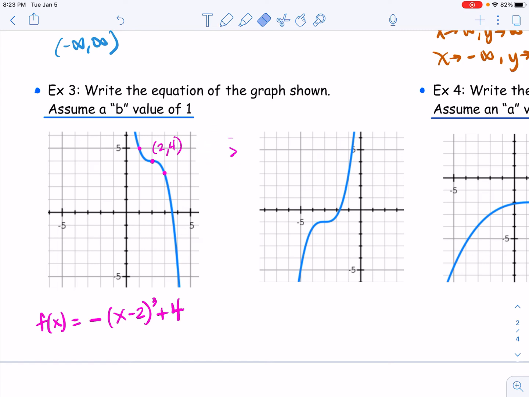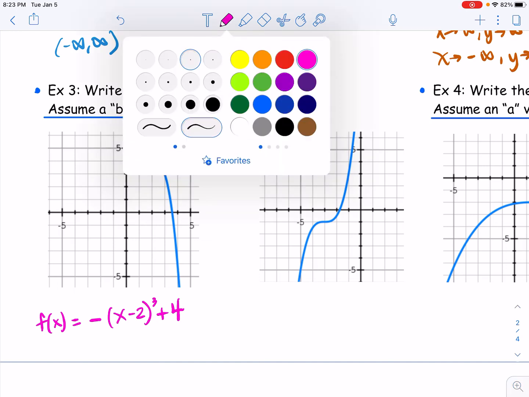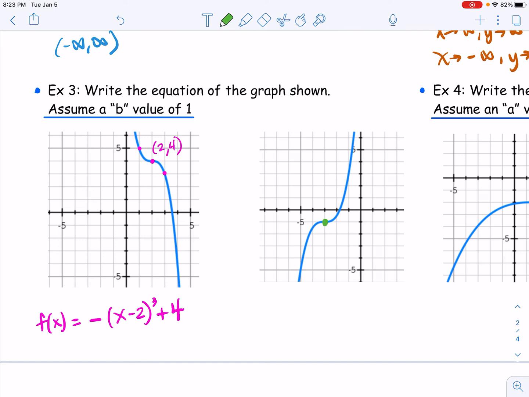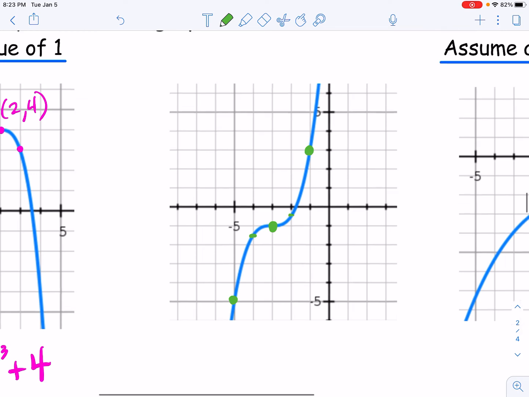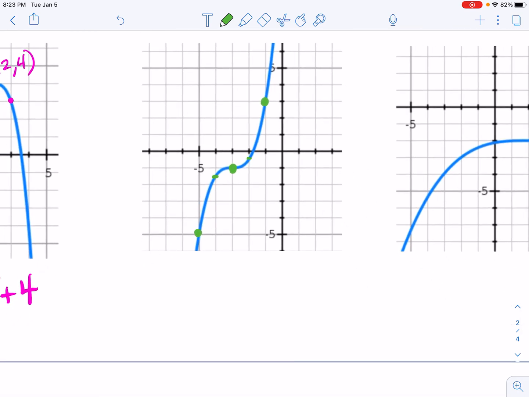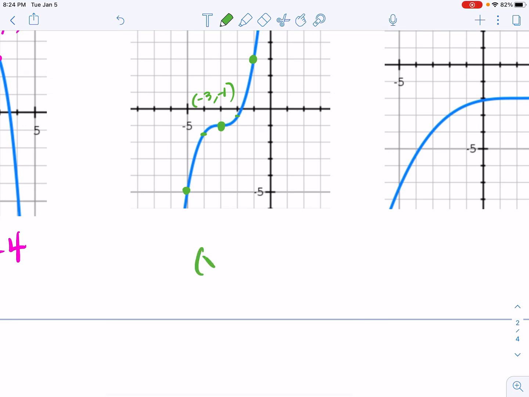All right, let's try it again. This time, my point of inflection is right here. And I see a really good point here and here. You could also kind of use this as a guide as well, and I'll talk about why in just a second. Let's look at our point of inflection first. Our point of inflection went left 3, down 1. This is -3, -1. So I already know how to write that. That's going to be (x + 3) cubed and then a -1.